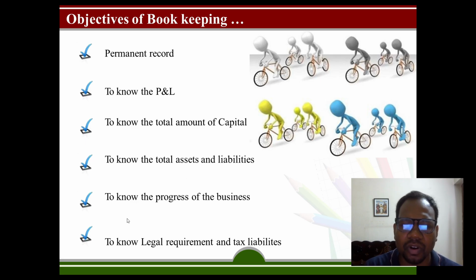Now, to know the progress of the business, we need to keep a record. Nothing else. Again, if we want to pay tax to the government, we have to know how much my business is earning or how much my business is having losses. So if we come to know, we can pay our legal taxes to the government.